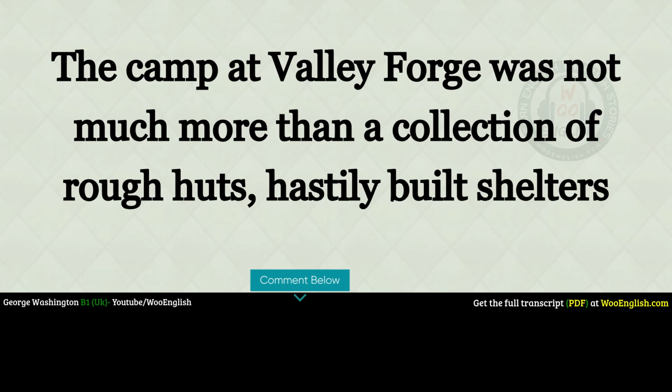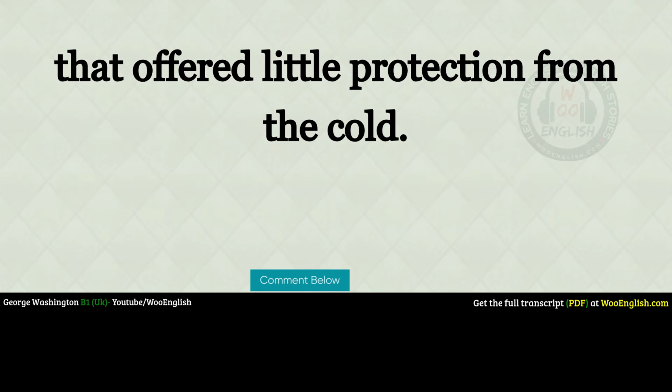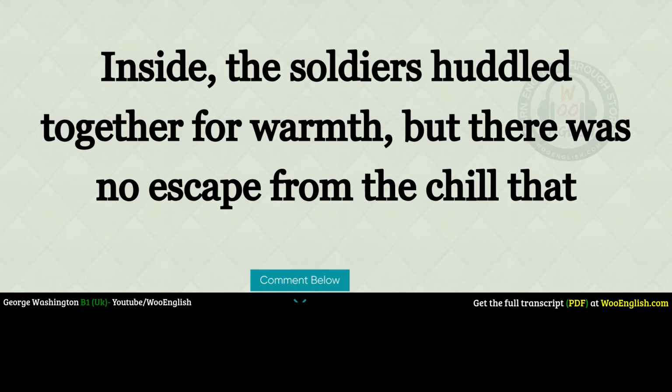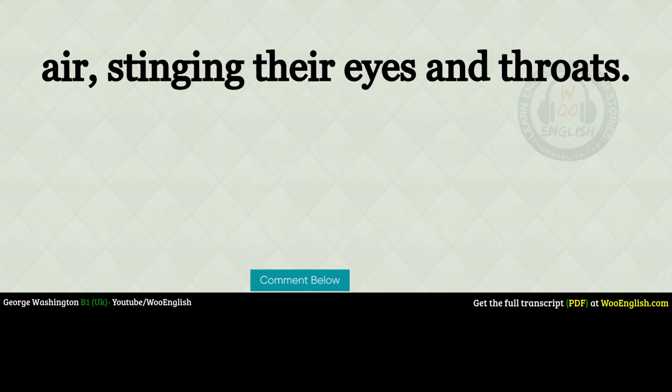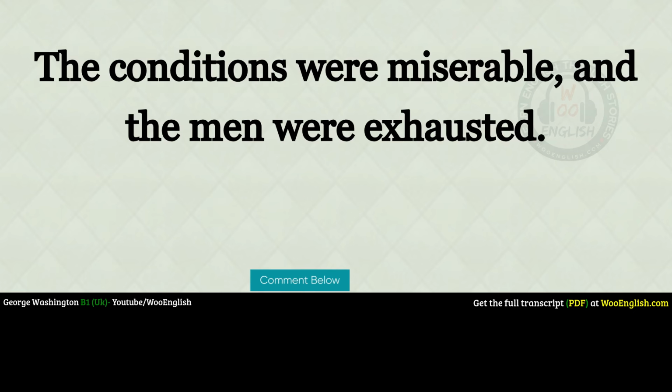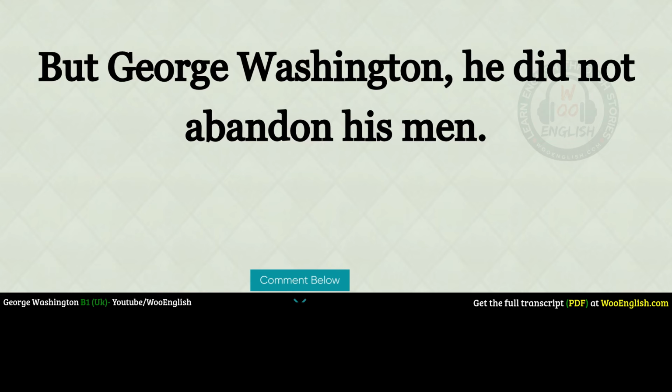The camp at Valley Forge was not much more than a collection of rough huts, hastily built shelters that offered little protection from the cold. Inside, the soldiers huddled together for warmth, but there was no escape from the chill that seeped into their bones. The wind howled through the cracks in the walls, and the smoke from their small fires filled the air, stinging their eyes and throats. The conditions were miserable, and the men were exhausted. But George Washington, he did not abandon his men.